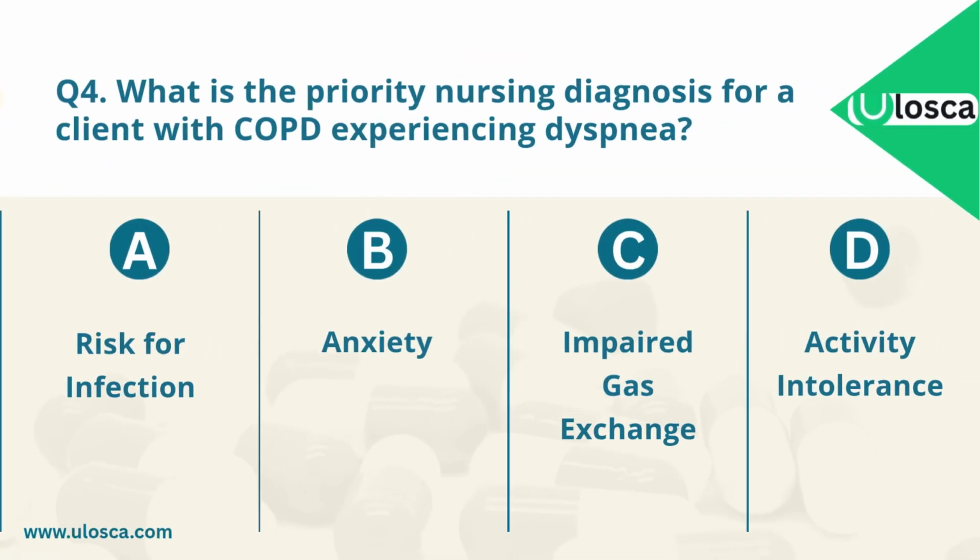Question 4. What is the priority nursing diagnosis for a client with COPD experiencing dyspnea? A. Risk for infection. B. Anxiety. C. Impaired gas exchange. D. Activity intolerance. Which one is the correct answer?